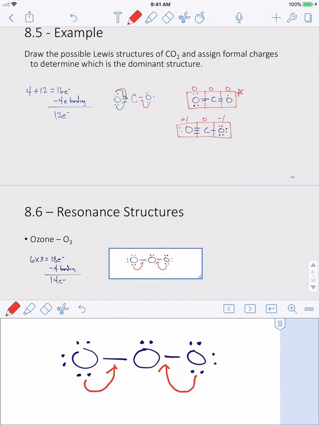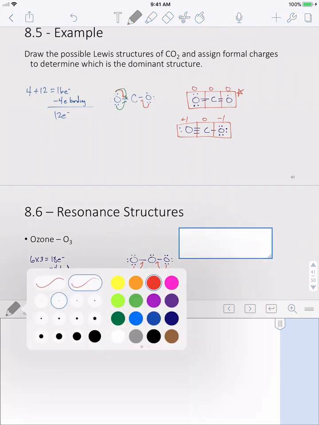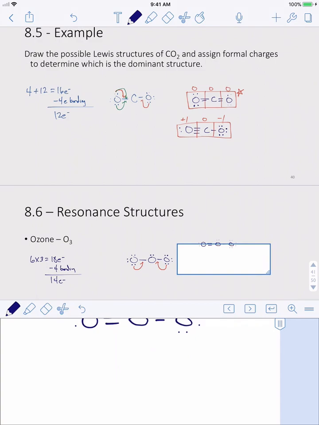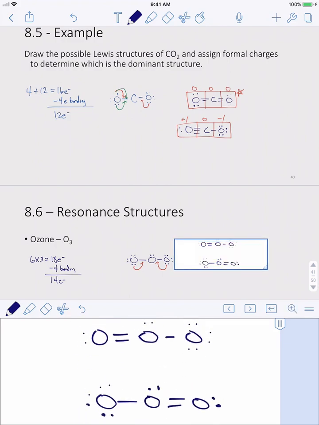And so in this case, what we get are 2 structures which are similar. We get oxygen double bond, oxygen single bond. And we also get the other side version where we get oxygen single bond, oxygen double bond, oxygen. And so in terms of formal charge, there's no advantage or disadvantage to these 2. And so when you have equal structures that are equally as likely, what we do is call this resonance structures.